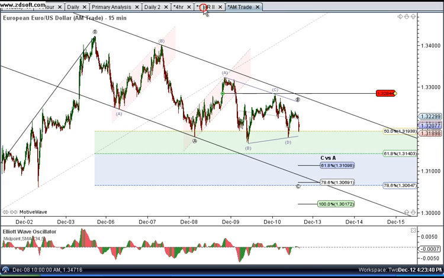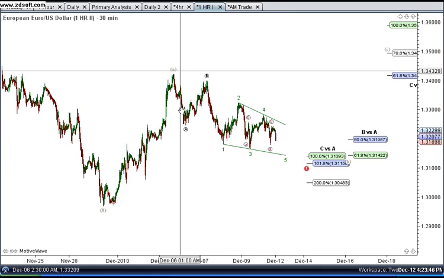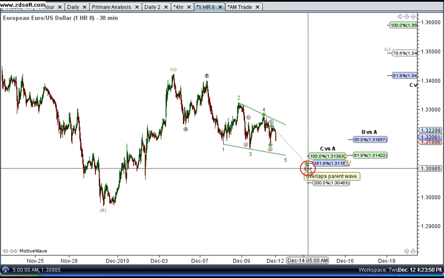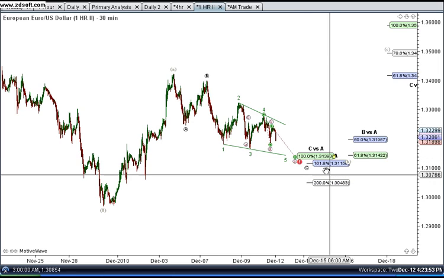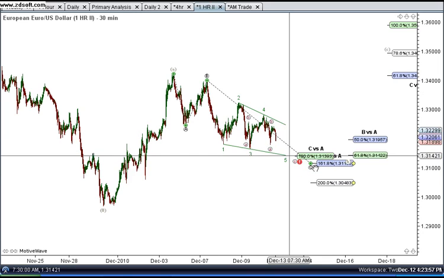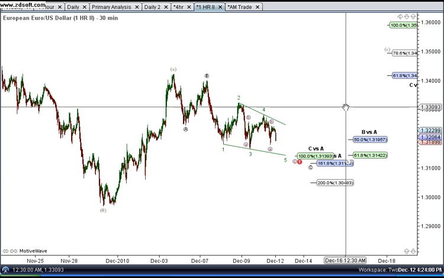So right now there's two different things I'm looking for. I'm looking to see how it does on this trend line, if we get a nice bounce here off the A, B, C. There's the ABC at 618, and then these two are the ABC, and then the B versus A.